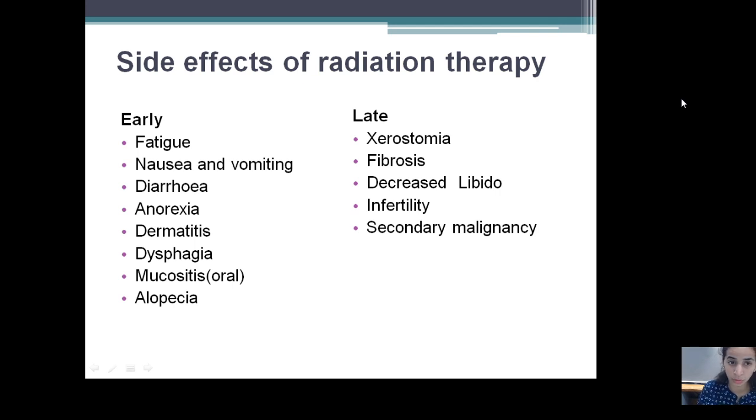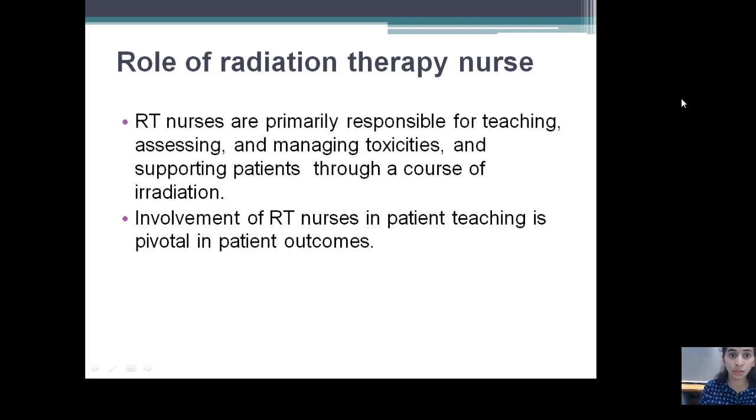First we'll talk about the general nursing management, and then we'll talk about each side effect in detail. We'll talk about the side effect, the grading, the management and the nursing management for each side effect. So, the role of the radiation therapy nurse in general: radiation therapy nurses are primarily responsible for teaching, assessing and managing toxicities and supporting patients through a course of irradiation.